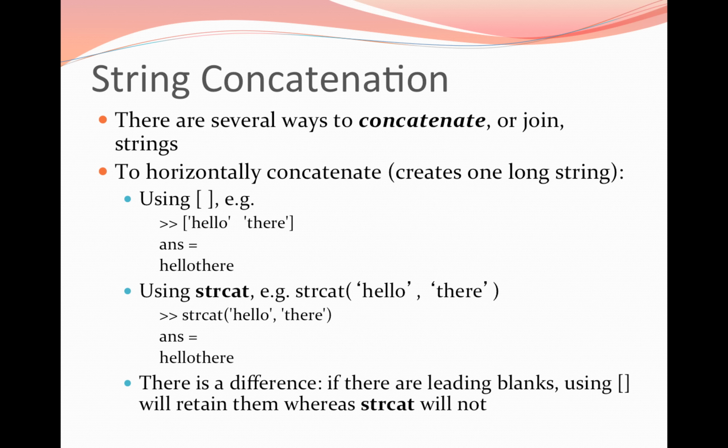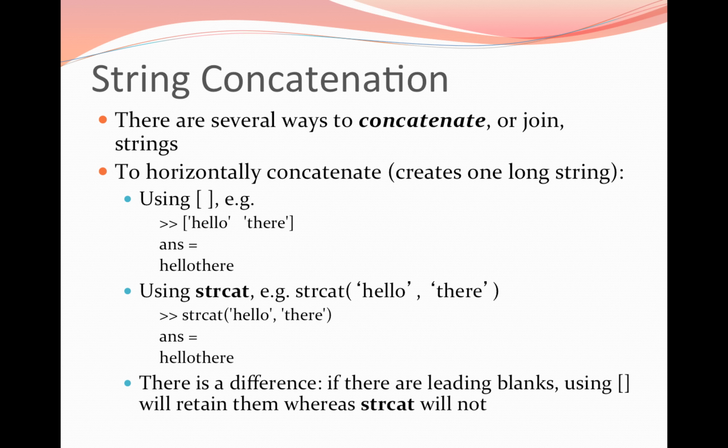There are several ways that you can concatenate or join strings together. To horizontally concatenate strings means you're going to create one long string. And there are a couple of methods that we can use. One is we could simply put the strings inside of square brackets, as we've seen with numbers, variables, and expressions. That will concatenate them. So for example, if I put inside of square brackets two strings, hello and there, it creates one long string, hello there. And notice it doesn't put any space in between. It's just all of the characters of the first string immediately followed by all of the characters of the second string.